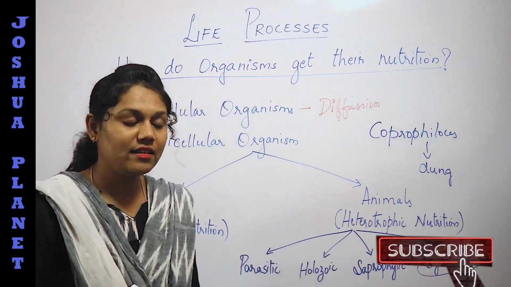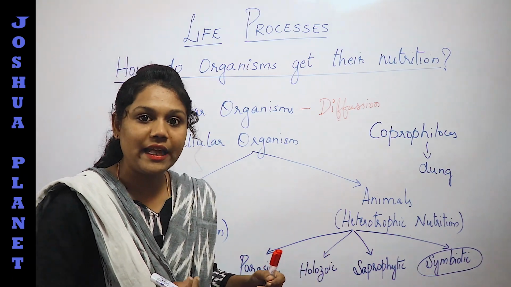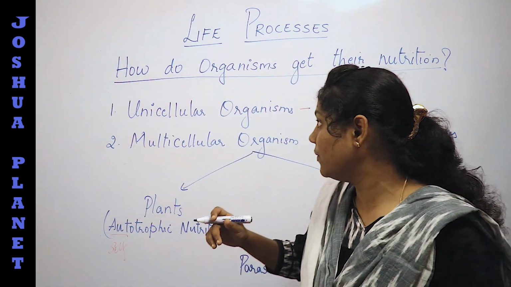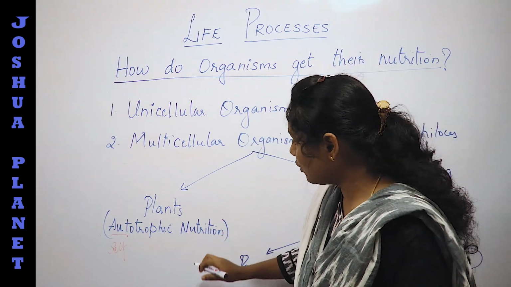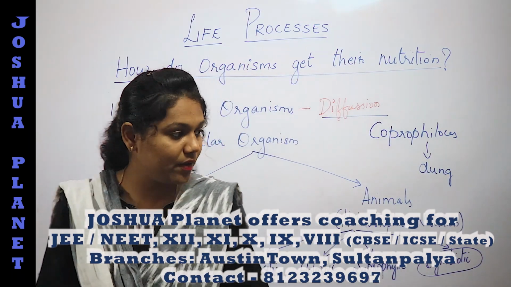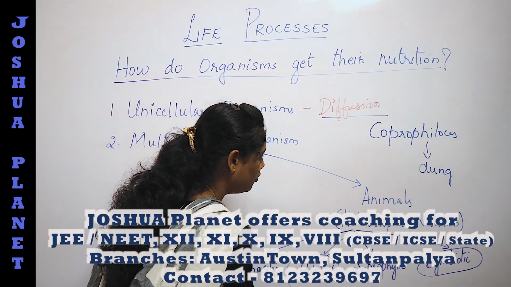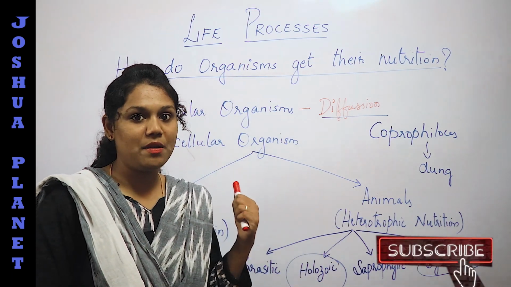So these are the different types of heterotrophic nutrition that we are seeing, and we will take them up one by one now. First we will see how the process of diffusion happens in amoeba, and we will also see in detail how autotrophic nutrition happens. Similarly, we will see how holozoic nutrition happens in detail. So in our next session, we will take up amoeba's nutrition.